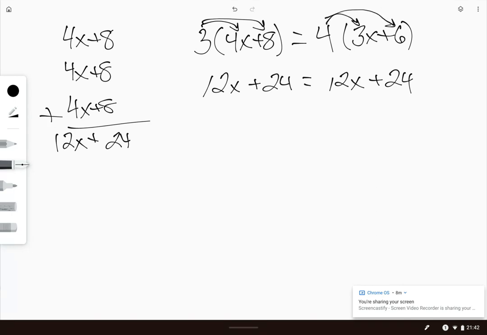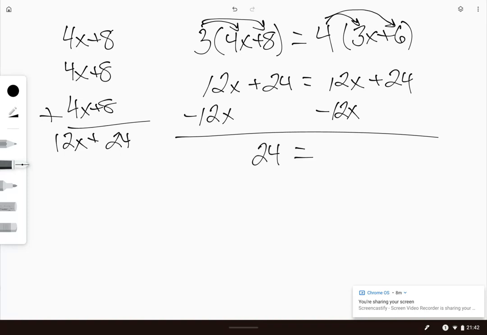All right, so after I distribute, the next thing I do is move my variable from one side of the equation to the other. So when I do 12x minus 12x, that gives me a 0. So I bring down the 24. 12x minus 12x is another 0, so I bring down the 24. And I have the same thing on both sides.